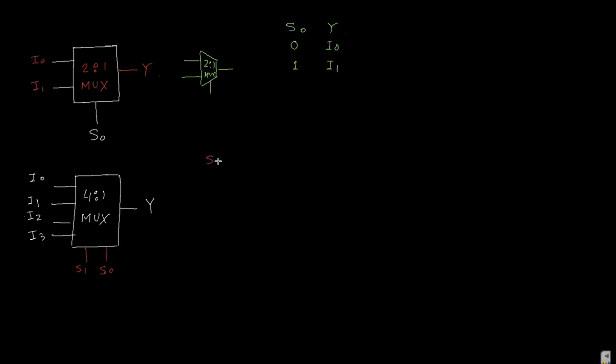So the combinations are S1, S0 and Y. For 4 inputs, the combinations are 0 0, 0 1, 1 0 and 1 1. When 0 0 is selected, Y is I0. When 0 1 is selected, Y is I1. When 1 0 is selected, it becomes I2, and when 1 1 is selected, it becomes I3.